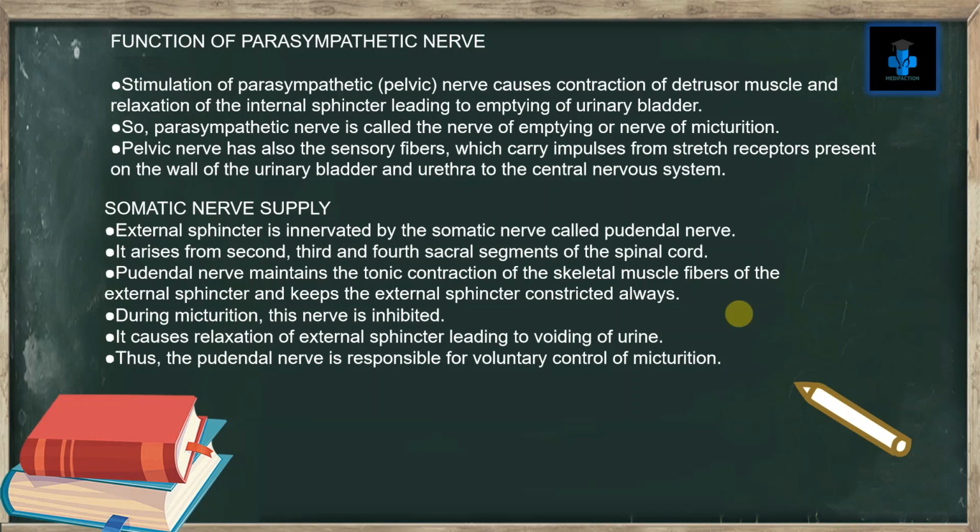During micturition, this nerve is inhibited. This causes relaxation of external sphincter, leading to voiding of urine. Thus, the pudendal nerve is responsible for voluntary control of micturition.